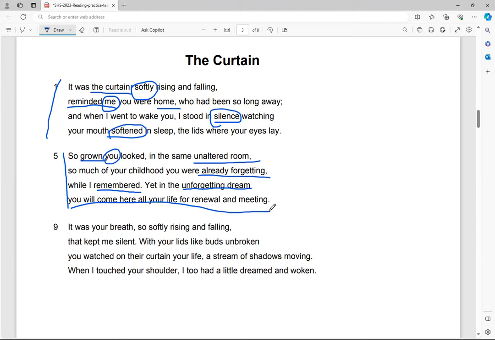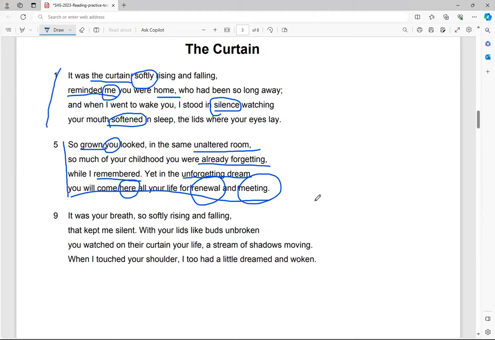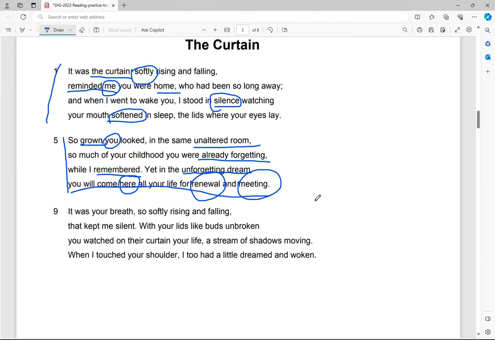So here, the location is this unaltered room. So the fact that the room is unaltered suggests that the room is symbolic of the sleeper's childhood. So when they're dreaming, when they're sleeping, they come back all their life to this place of remembrance of their childhood for meeting and renewal with the narrator. So it's really important that you deconstruct the text like this because it really helps you find the meaning.